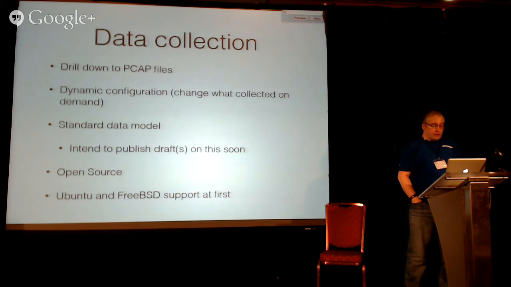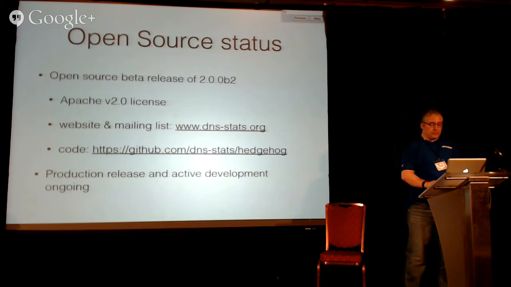We want dynamic configuration. We want to have a standard data model for data collection. And I have written a draft on the subject. It's only been seen by a couple of people so far. It needs a lot of work, but there will be one hopefully soon. It will be open source. It's on Apache 2 license. And the collection will work on FreeBSD and Ubuntu in the first instance. So yeah, we're open source, beta 2, Apache license.